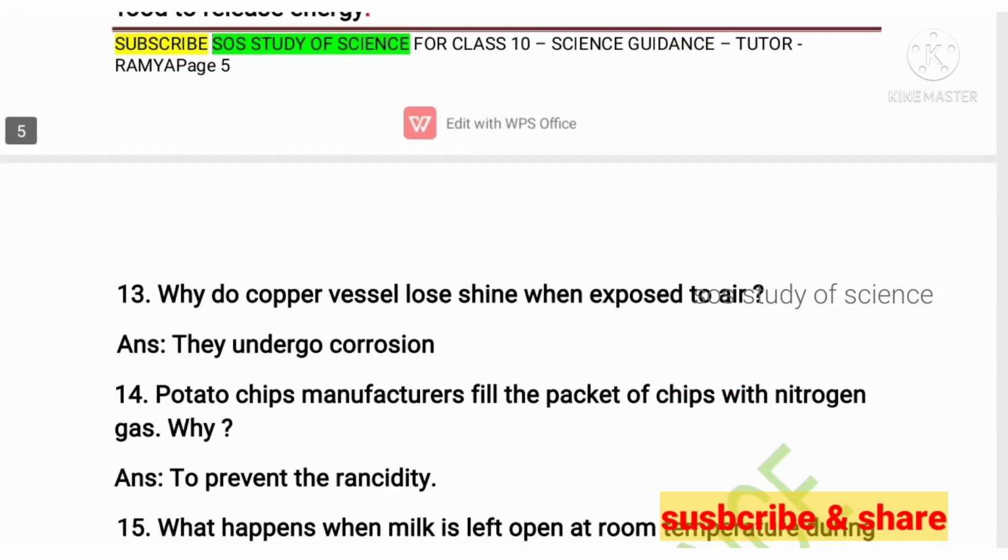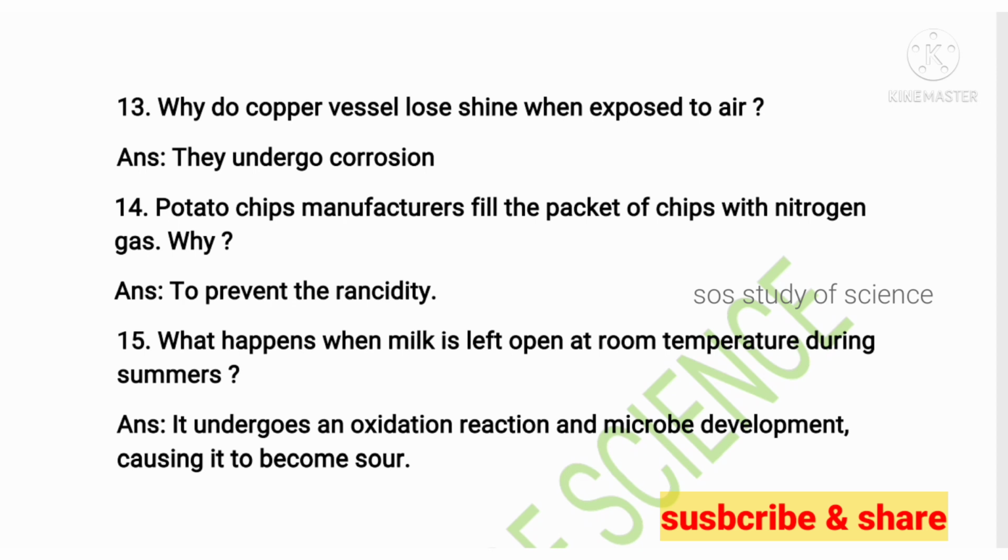They can ask you what is exothermic and what is endothermic. Exothermic means a reaction in which heat is released. An endothermic reaction is a chemical reaction in which heat is absorbed. So you must note the difference between exo and endo.